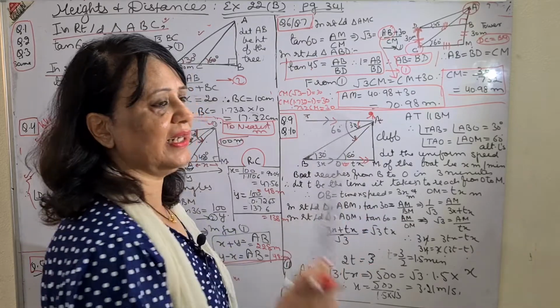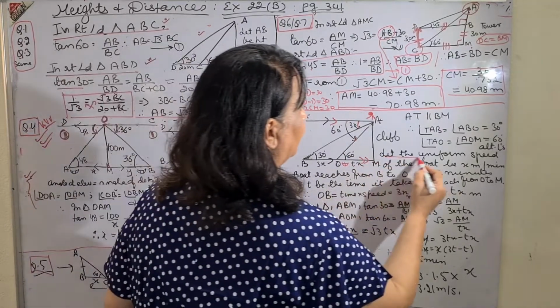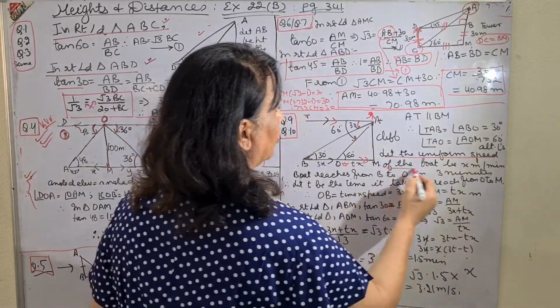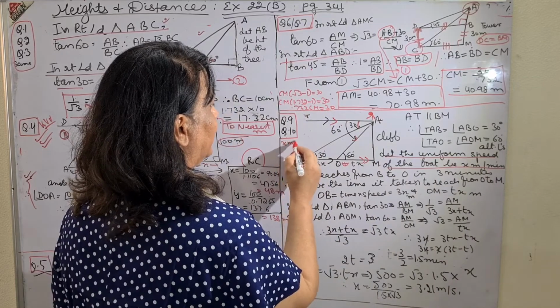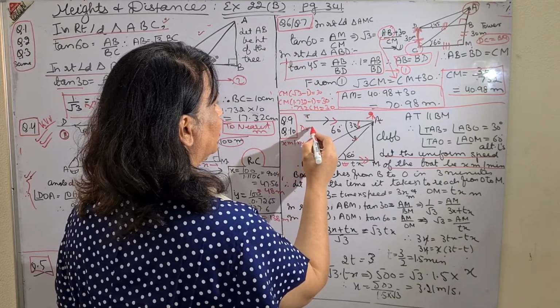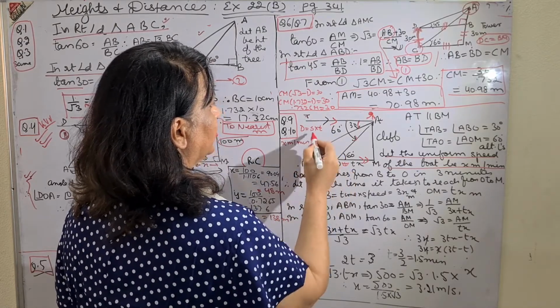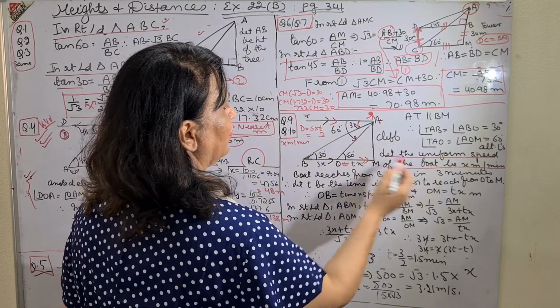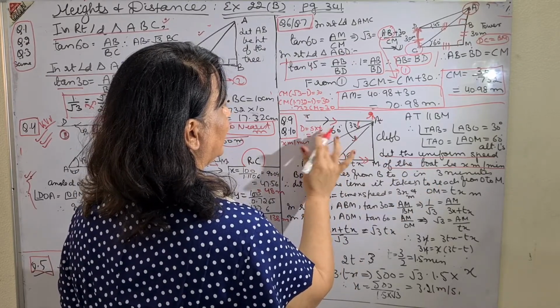Now, he has said that it is moving at a uniform speed. So let the uniform speed of the boat be x meters per minute. It is given in minutes, so let it be x meters per minute. And you know that distance is equal to speed into time. Three minutes later, so time is 3. Speed we supposed to be x, so your distance will be 3x.